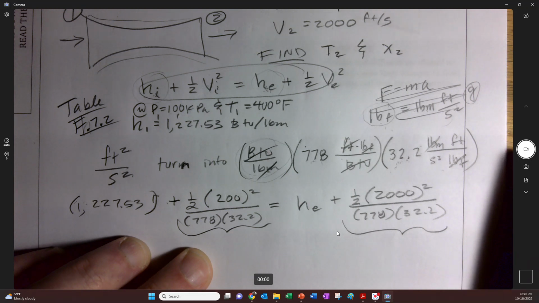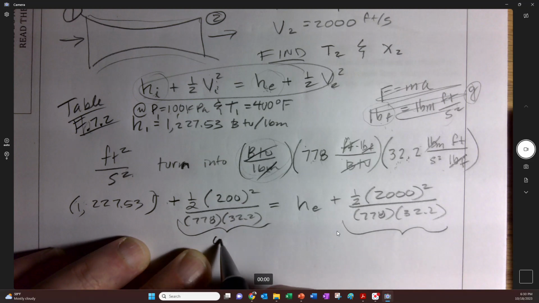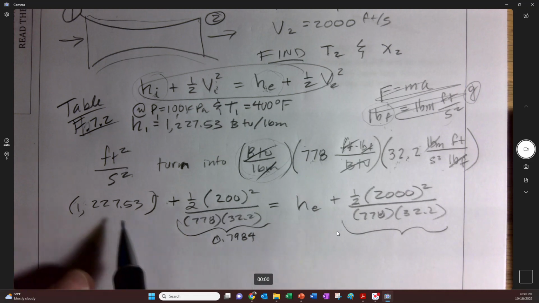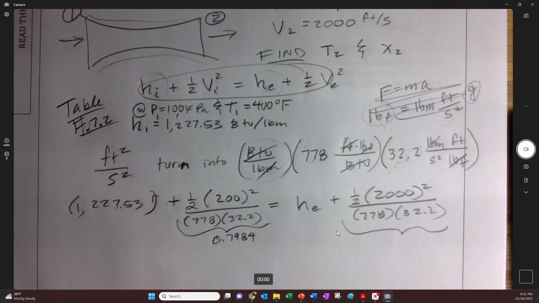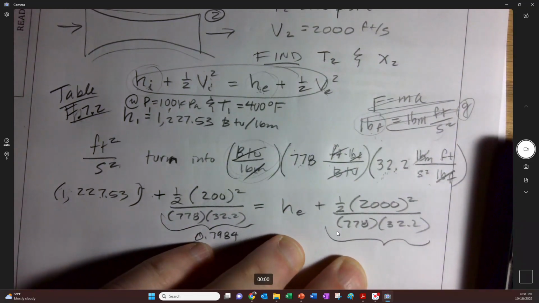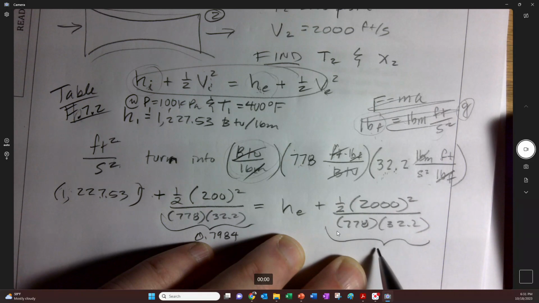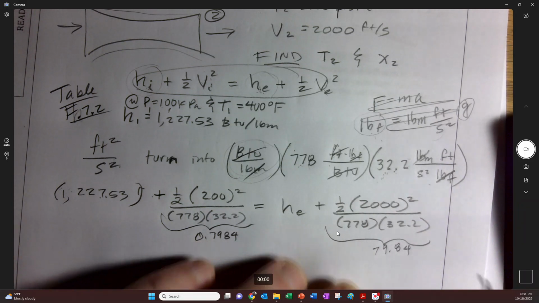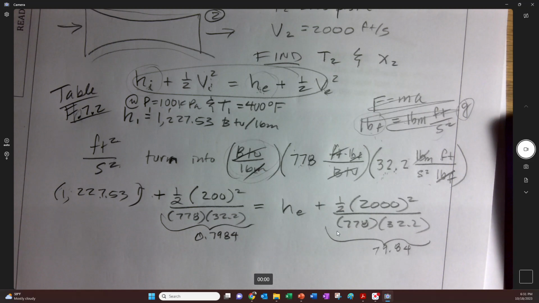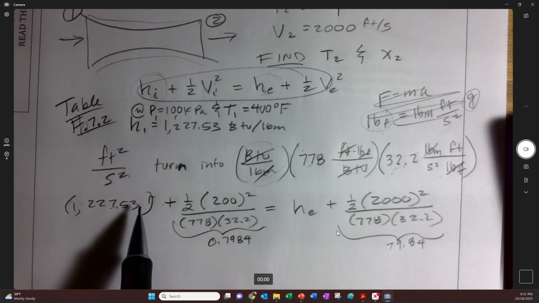32.2, divide. All right, so this is a very small number, 0.7984. Compared to that, I think it hardly matters at all. We could just ignore it. Now 2,000 divided by 2, divided by 778, and divided by 32.2, right there. This is like 79.84. Still, that's more substantial than that, but that's not a whole lot.